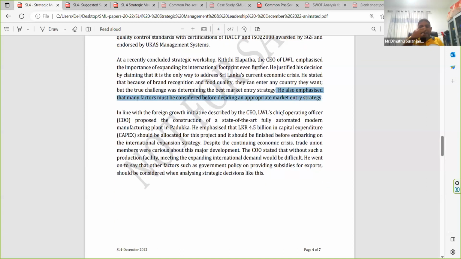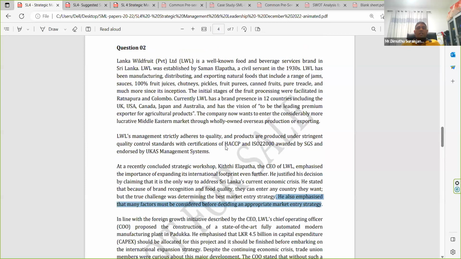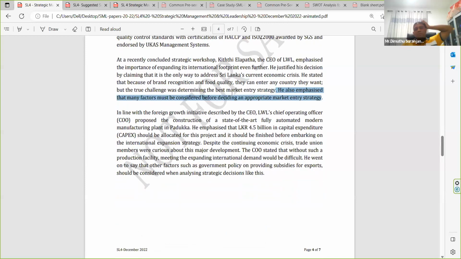In line with the foreign growth initiative described by the CEO, the LWL Chief Operating Officer, COO, proposed the construction of a state-of-the-art, fully automated modern manufacturing plant in Padukka. So they want to establish a new manufacturing plant in Padukka. At the moment, I think they have two plants, located in Ratnapura and Colombo. This new one they are planning to establish in Padukka, still in the Colombo district, but this is a modern, fully automated manufacturing plant.